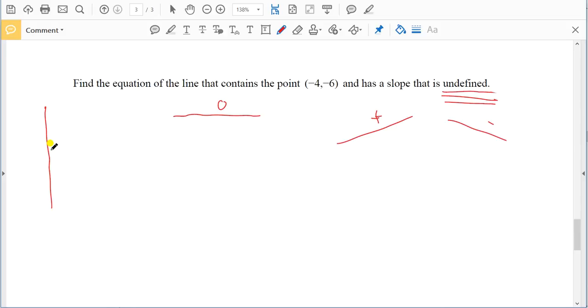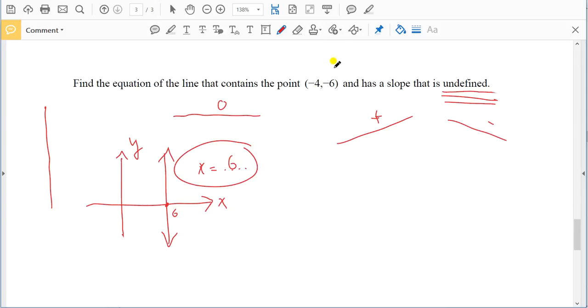Therefore, if you are to graph, imagine this is the x and y plane. So we have a vertical line. This is the undefined slope. So the equation for this one is just x equal to something, right? Depending on the value here. So let's say here is 6. So this line is what? It's just x equals 6. This is the equation.